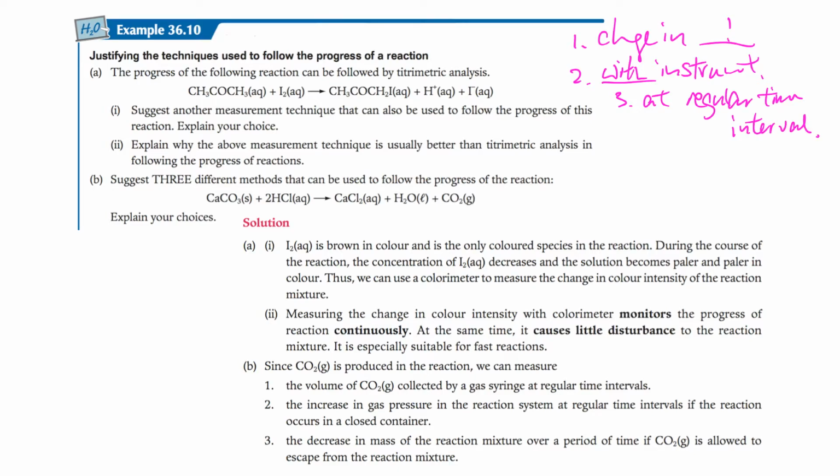So the answers will involve 3 parts. Sometimes the answers that you see may not have at regular time intervals, but I strongly recommend you do that. In this reaction, we have propanone together with iodine, which in the process will form an organic compound with H+ and I-. So we have H+ in the process. As time goes by, more and more H+ will be given out, so its concentration will increase. We can use titrimetric analysis to monitor the concentration of H+ in the solution.